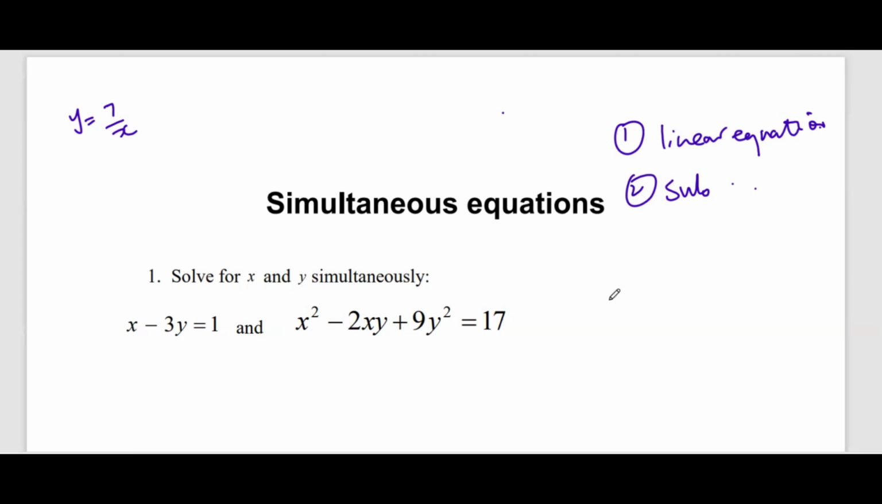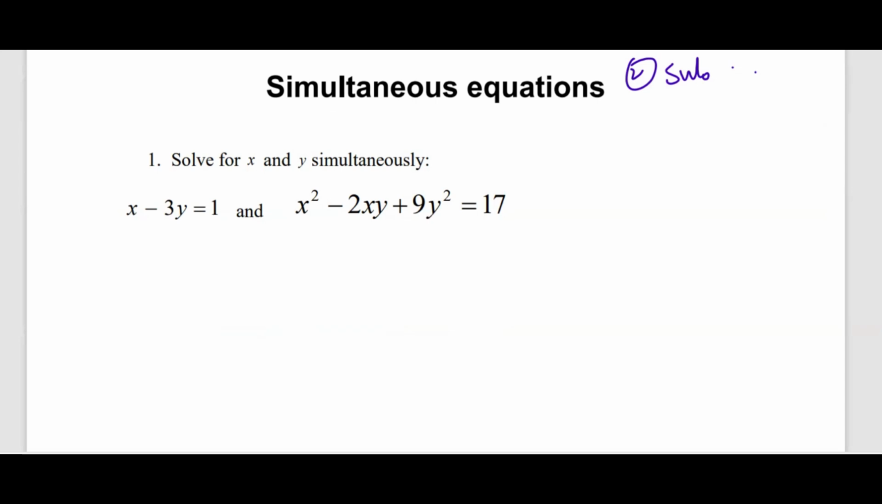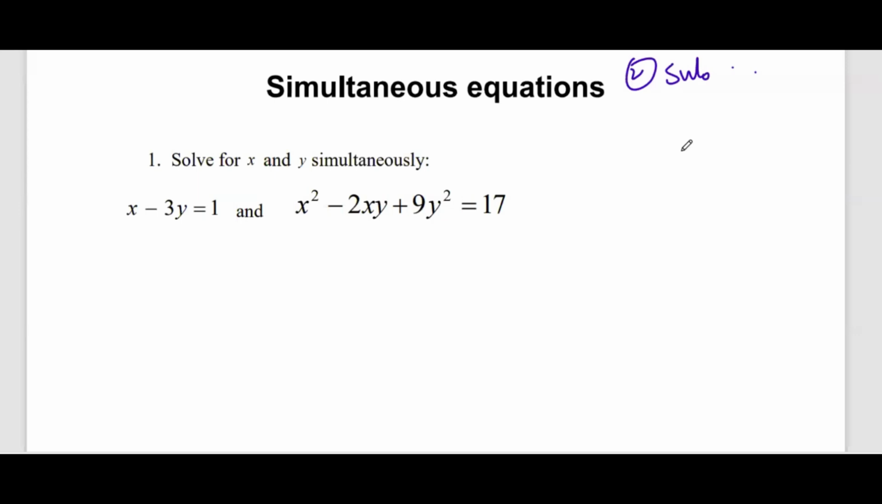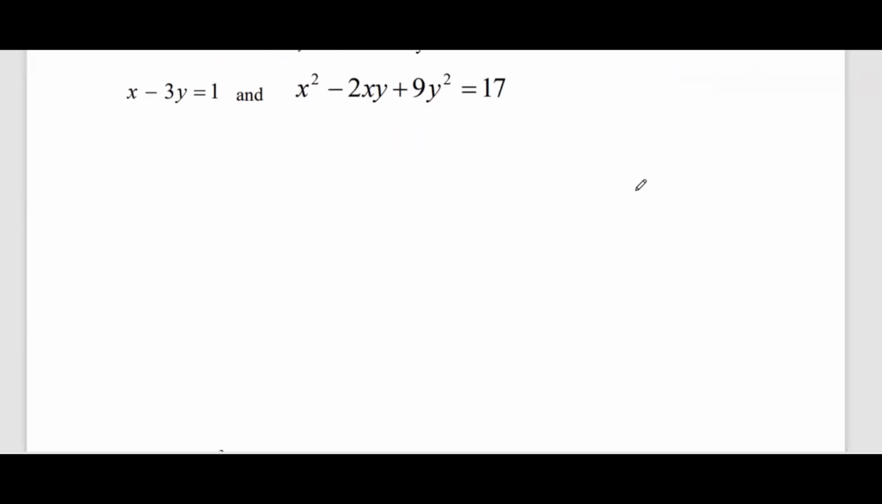All right, so we have an example here. They're telling us to solve for x and y simultaneously. What I'm going to do for this case is start by labeling the equations. That's equation one, and let this be our equation number two. Since equation one is the linear equation, I can easily make x the subject. I have to move this to that side, so x is going to be positive 3y plus 1. Let me call this equation star.